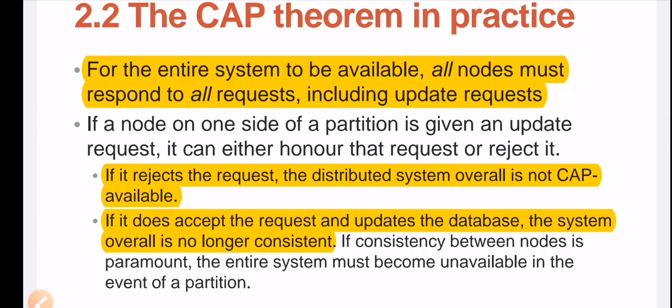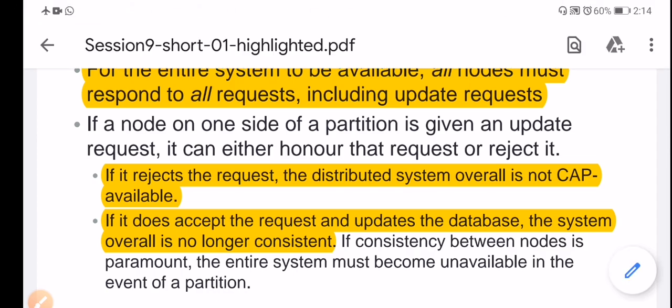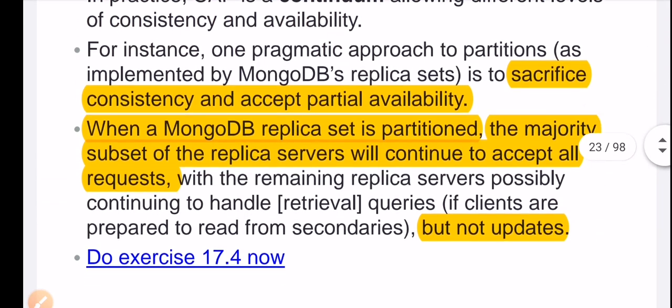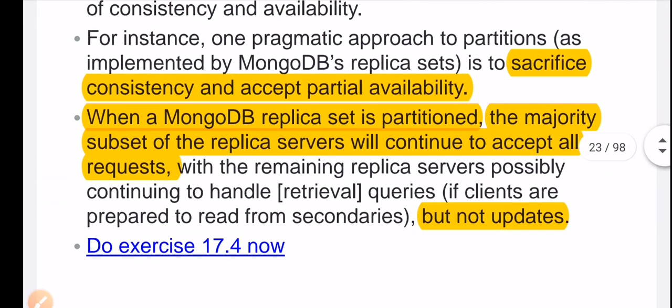If it does accept this request, then as I showed you in the figure just now, the system will become not consistent, because the data that exist on the right side are different from that which exist on the left side of the partition. So in this case, we may need to sacrifice one of the properties for the advantage of the other one. So we may sacrifice consistency and accept partial availability.